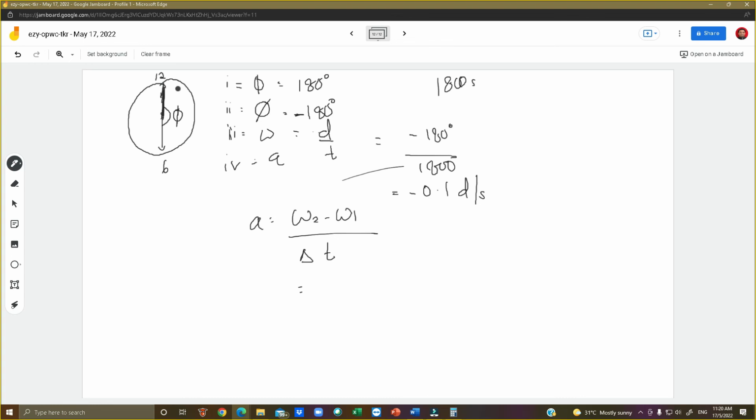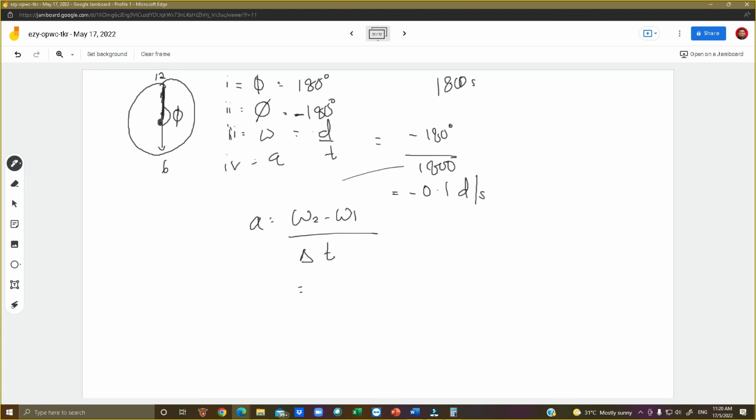Kamu kena fikir betul-betul kat sini. Think very carefully. What is the acceleration value of the long hand of the clock? Betul lah tu. What is the acceleration? Kalau kamu fikir betul-betul, you actually don't need to calculate anything at all.